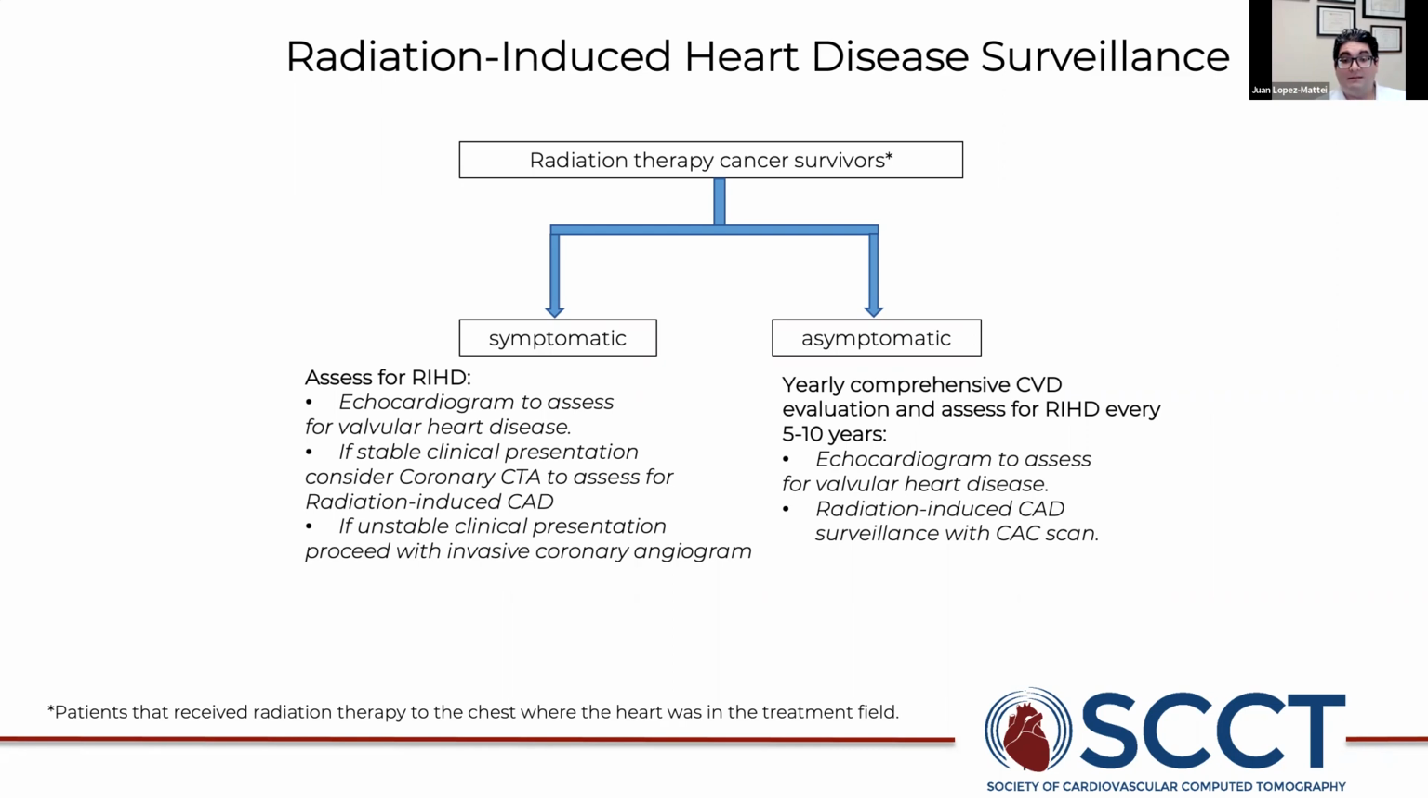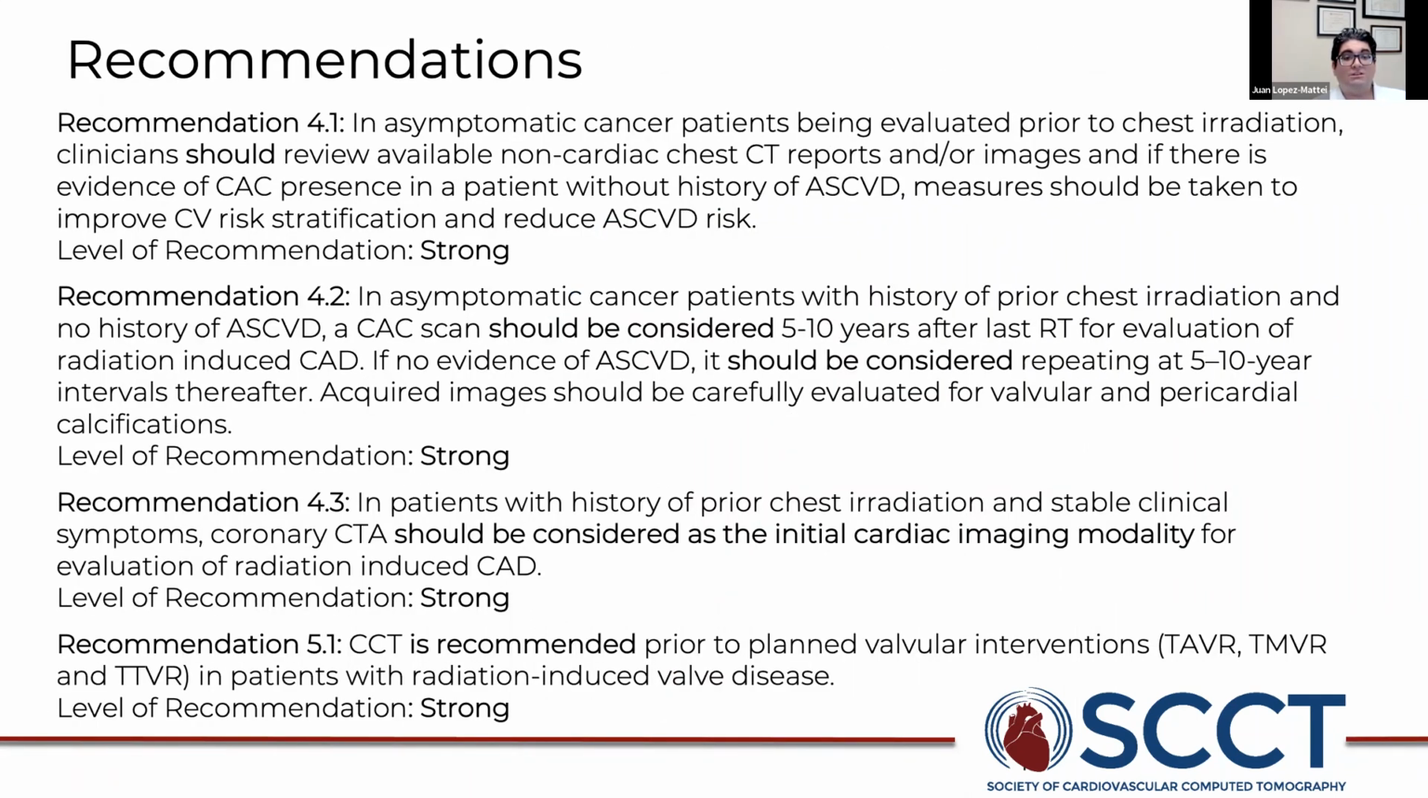In patients that are asymptomatic, it's important to consider a yearly comprehensive cardiovascular evaluation and assess every 5 to 10 years, considering echocardiogram to assess for valvular heart disease and radiation-induced coronary surveillance with a CAC scan if they're asymptomatic. So basically, looking at recommendation 4.1: in asymptomatic cancer patients being evaluated prior to chest irradiation, clinicians should review available non-cardiac imaging, CT, for evidence of CAC presence in a patient without history of ASCVD, and measures should be taken to improve cardiovascular risk stratification and reduce the risk.